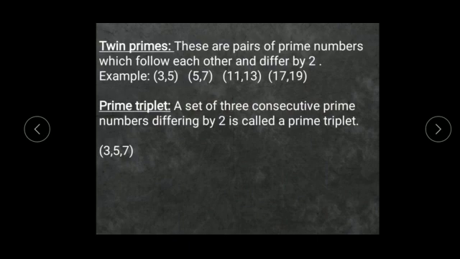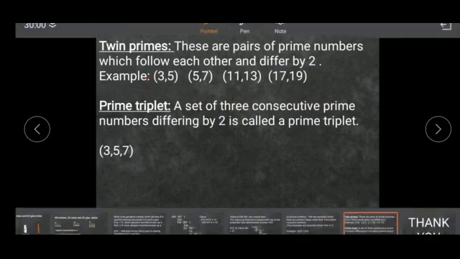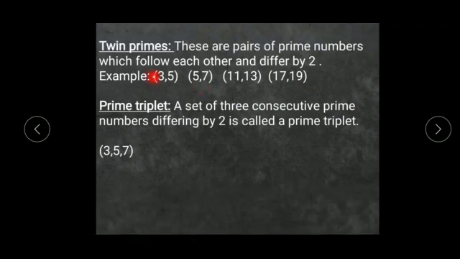Twin primes. A set of numbers is said to be twin primes if they differ by 2 and they are prime numbers. For example, 3 and 5, the difference is 2. Prime numbers 5 and 7, the difference is 2.